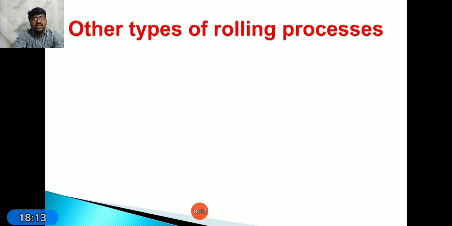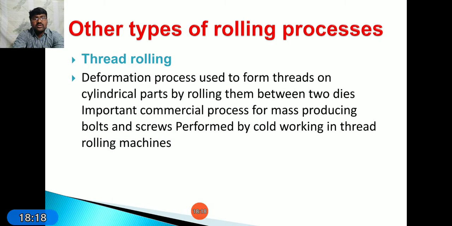Next, coming to other types of rolling, that is thread rolling. Thread rolling is used to prepare threads on the workpiece. It is a deformation process used to form threads on cylindrical parts by rolling them between two dies. It is an important commercial process for mass producing bolts and screws, performed by cold working in thread rolling machines. By using this, we can make threads easily.